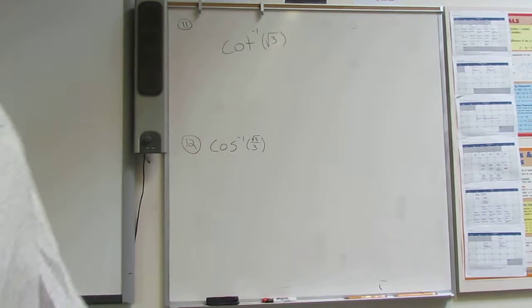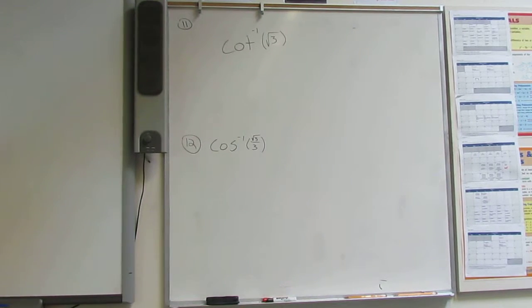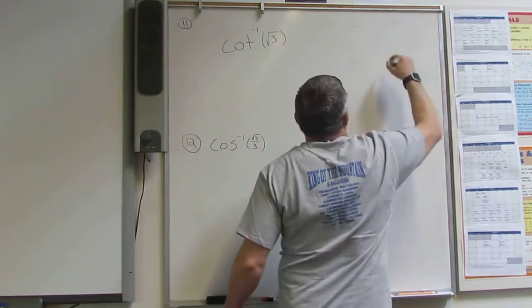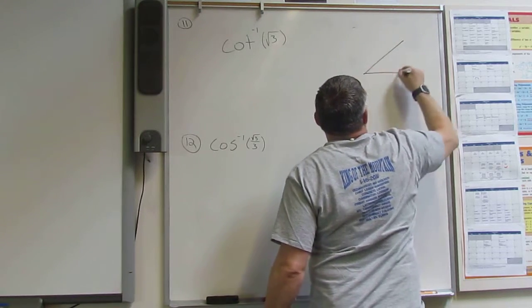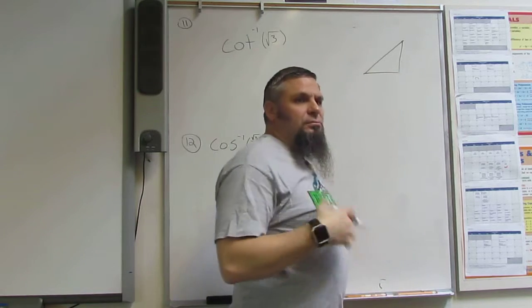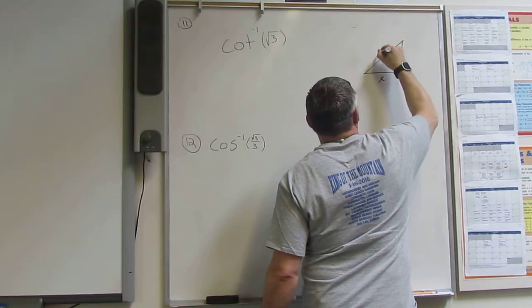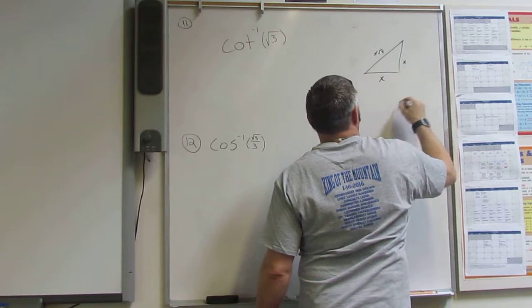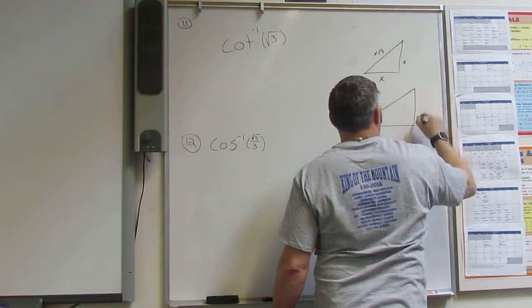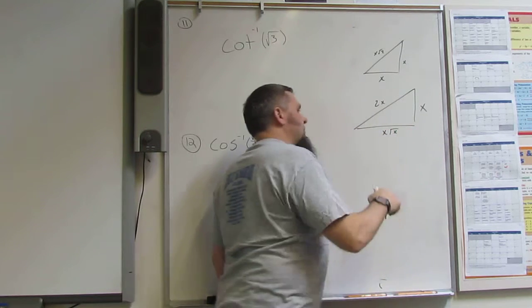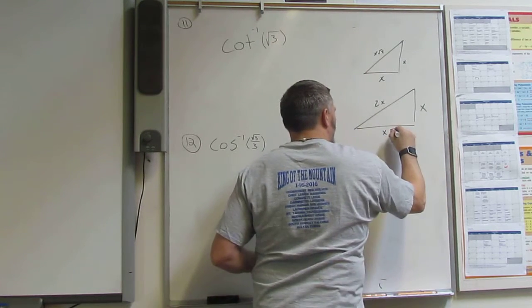All right, with these, on the practice test, we got problems 11 and 12. We just need to realize that we have those, the x, square root 2, and we also have the x, 2x and square root 1 and x square root 3.